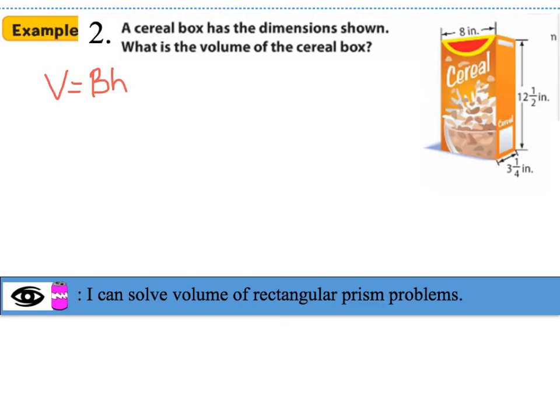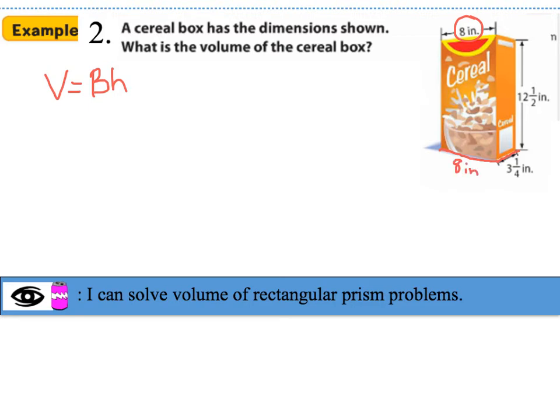So remember that big B would be the base, or the area of the base of my rectangular prism. So I know that if this side is 3 1/4, that would be the width. This side right here is what I need. But if you look at the top, it's saying that the length is already 8 inches, so I'm going to call this side 8 inches.